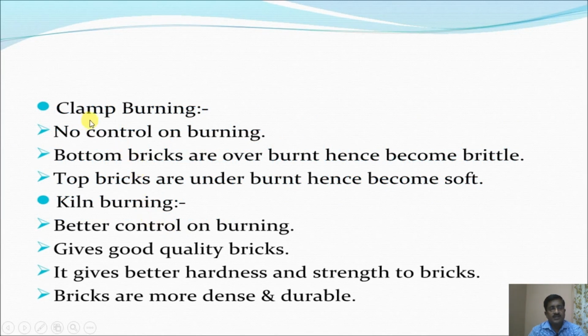Then again, if you see regarding clamp burning, there is no control on the burning. Bottom bricks are overburnt, hence become brittle. Top bricks are underburnt, hence become soft. And if you see kiln burning, better control on burning gives good quality bricks. It gives better hardness and strength to the bricks. Bricks are more dense and durable.